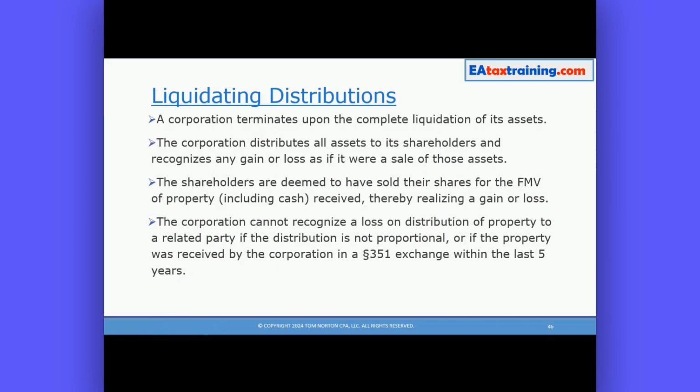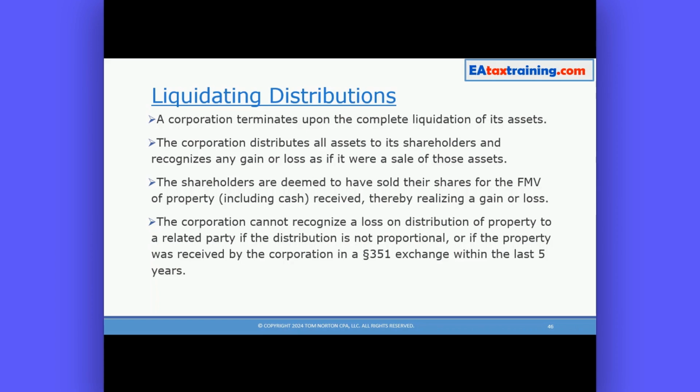Another type of distribution that a corporation can make to a shareholder is a liquidating distribution. So when a corporation terminates, they're going out of business, ceasing to do business, that will be considered a complete liquidation of its assets. So what the corporation does here is they distribute all of their assets to their shareholders and recognize any gain or loss as if it were a sale of those assets.